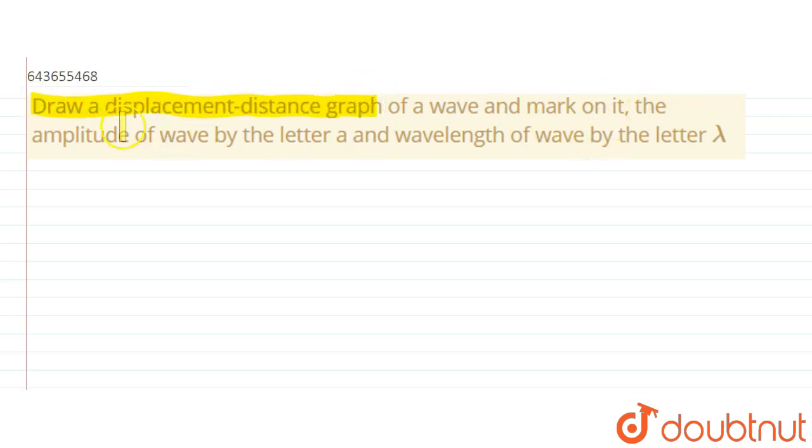Hello, we are given a question, and the question says, draw a displacement distance graph of a wave. Mark on it the amplitude of the wave by the letter A and the wavelength of the wave by the letter lambda. We have to mark it, right?